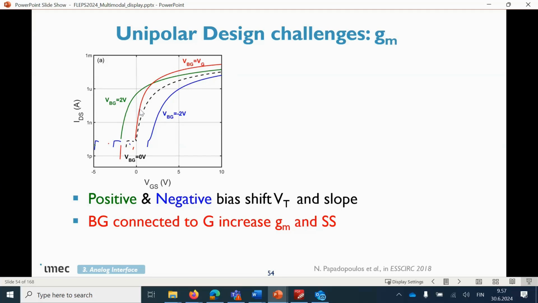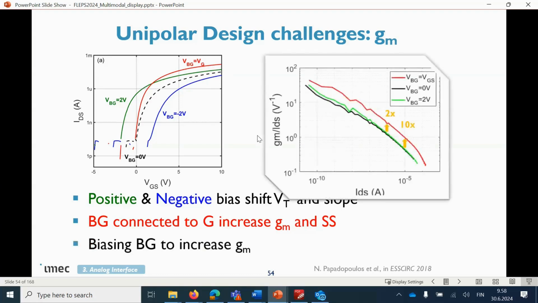You will see that biasing the backgate with positive, you shift the VT to the left. Biasing to the negative, you shift to the right. And you also change the ion. The ion is changing compared to the middle one, which is VBG 0. And if you go a step further and you short the backgate and front gate, you will see that you get even better performance. You get a better sub-threshold slope and also much better ion current, almost an order of magnitude better than in the other cases.